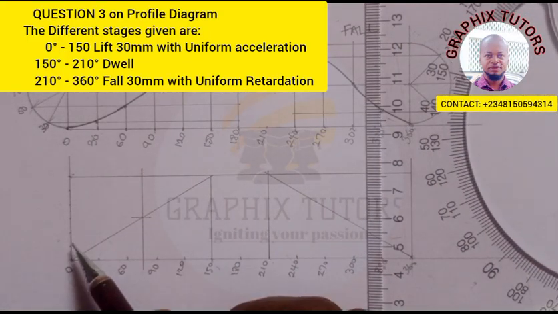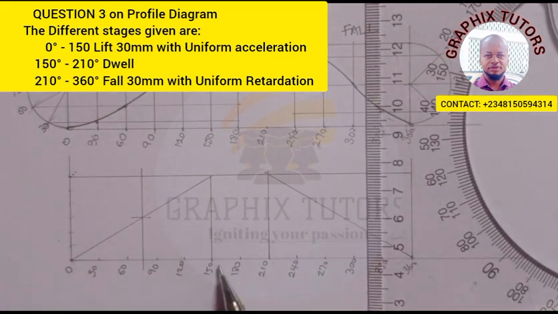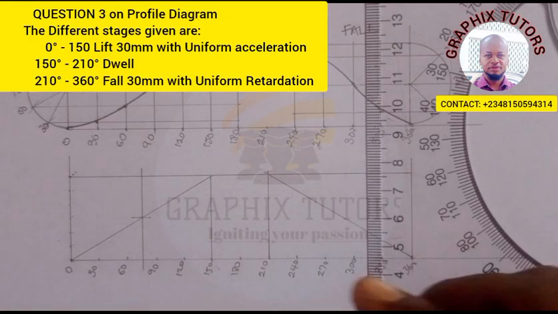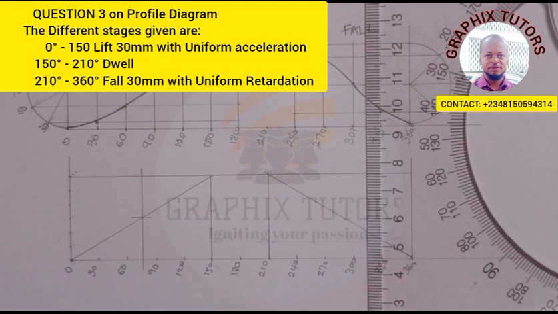All good? 0, 1, 2, 3, 4, 5, 6. So I divide it into 6 because here is into what? Into 6 also. 0, 1, 2, 3, 4, 5. So just divide it that way. Now I'll divide this also to see what I'm going to do.